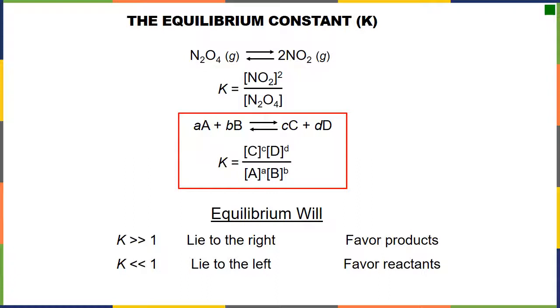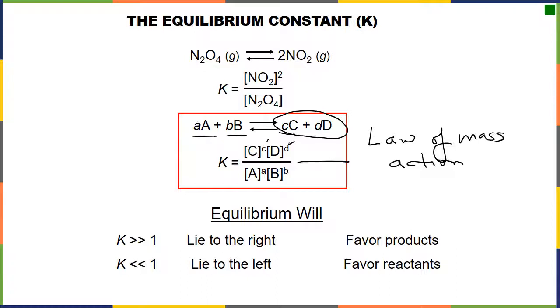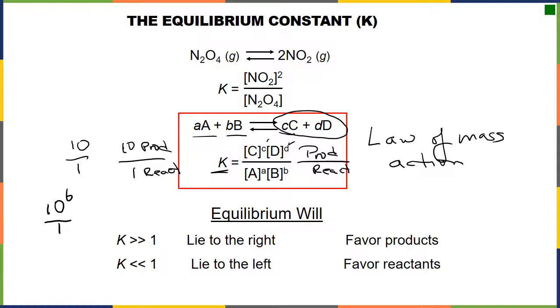So we call this, by the way, the law of mass action. The law of mass action simply says that if we have a reaction at equilibrium, the ratio of the concentrations of the products raised to their stoichiometric coefficients divided by the concentration of the reactants, so products over reactants, is going to equal a constant. Now note, if this ratio was 10 to 1, it tells us that we have 10 products for every one reactant, and we'd have more products. If the ratio was 1,000,000 to 1, we'd have a lot more products.